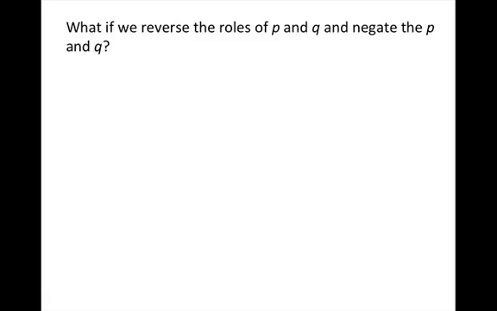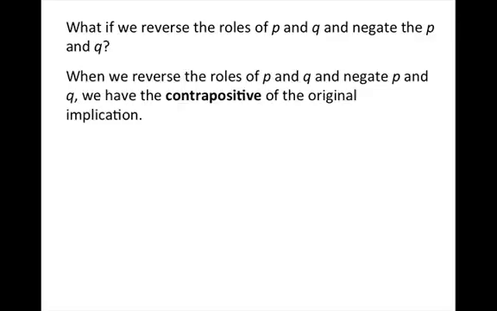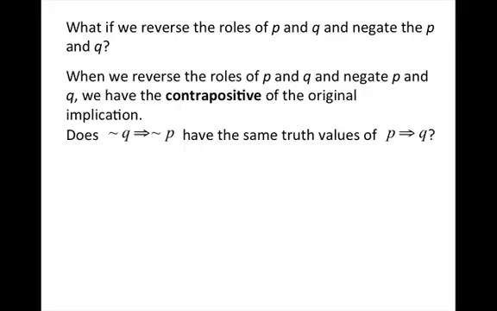Well, finally, what if we reverse the roles of P and Q and negate both of them? When we reverse the roles of P and Q and negate P and Q, we have the contrapositive of the original implication. And so I want to know, does the contrapositive, which is not Q implies not P, where I've switched the P and the Q and negated both of them, have the same truth values as P implies Q?